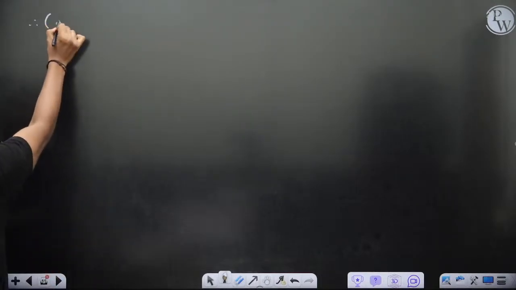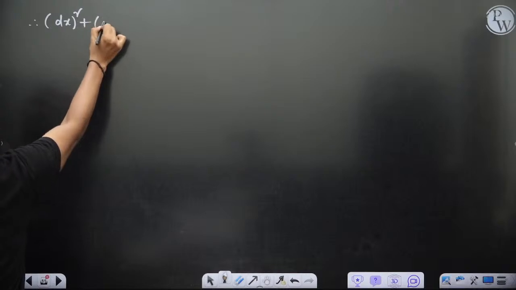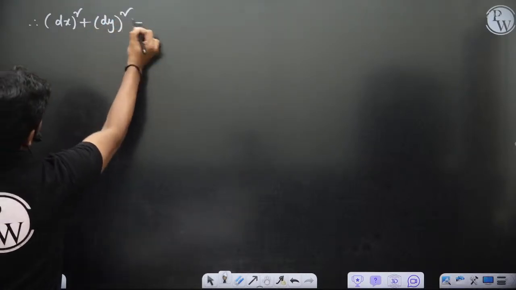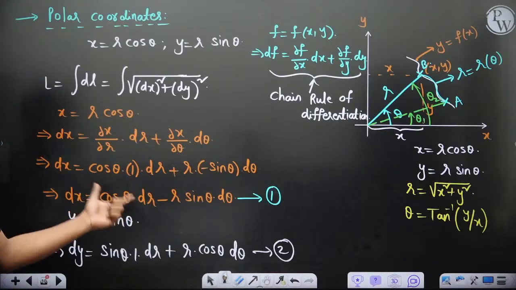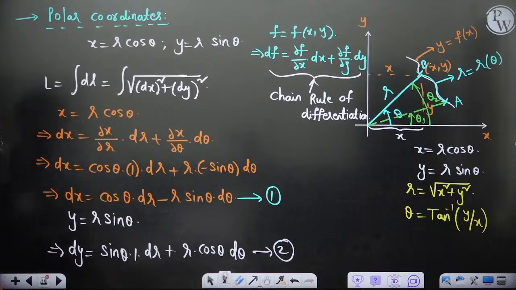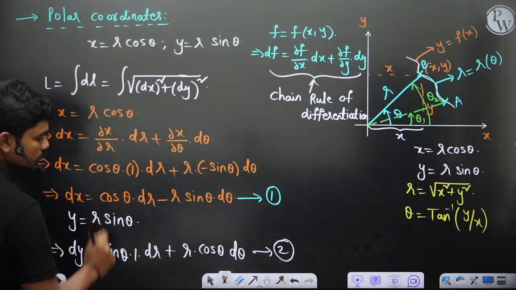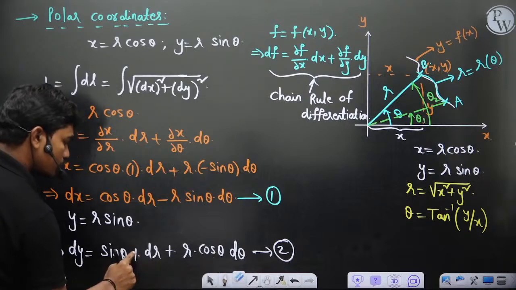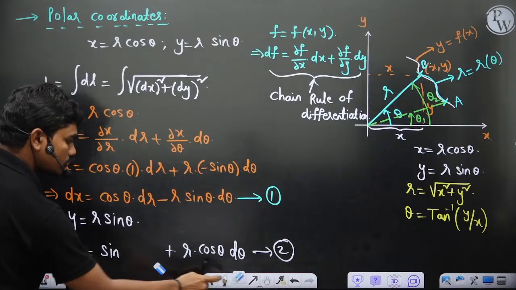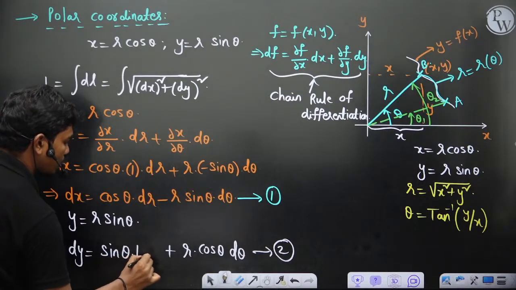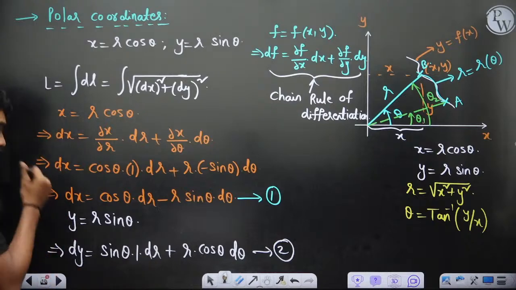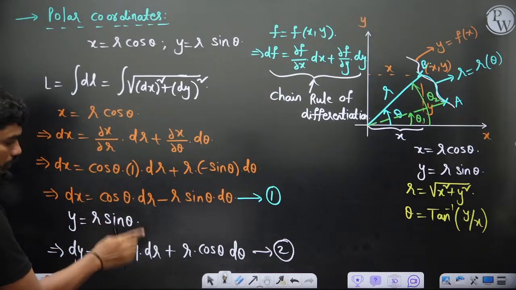Okay, so therefore dx whole square plus dy whole square, if you convert to polar and simplify, if you square this right hand side and add this, basically if you square this term, the first term would be cos square theta dr whole square, and here it would be sin theta into dr, 1 into dr, of course. Okay, so let's see, if you square these two terms, let's look at the simplification.